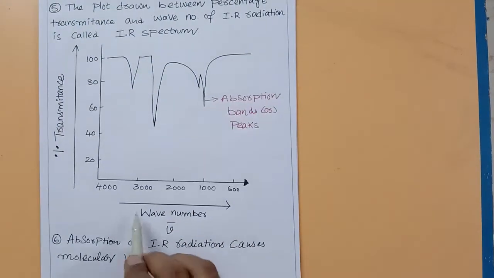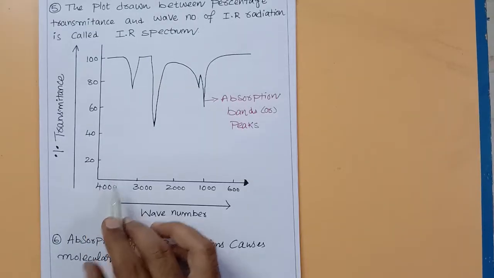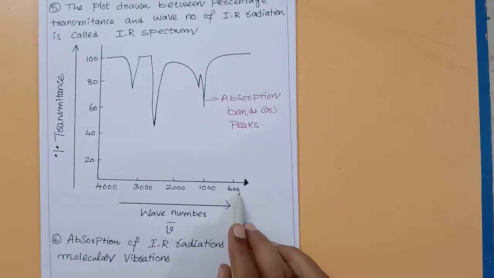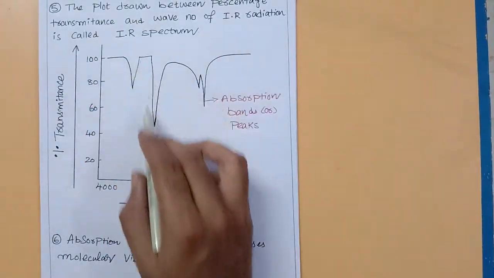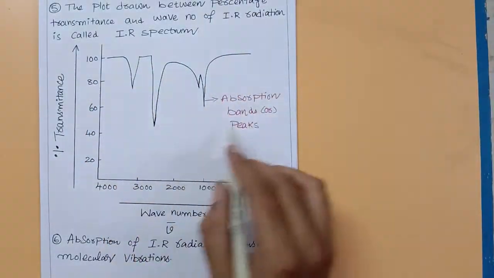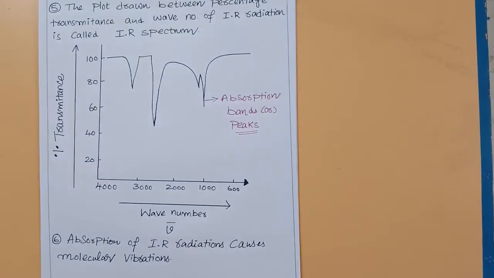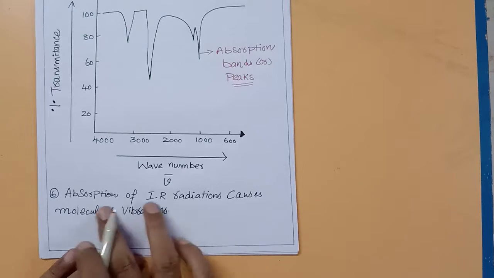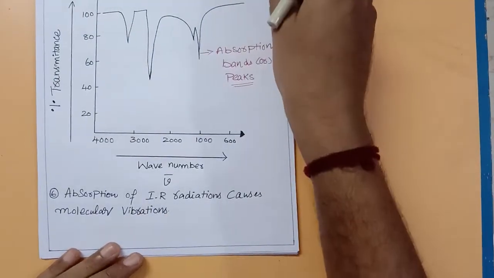On the x-axis there is wave number. So we send the middle IR radiations from 4000 to 600 centimeter inverse, and the compound is going to absorb the radiations and vibrate. So this gives the absorption bands or absorption peaks. Absorption of IR radiations causes molecular vibrations. We already know that.